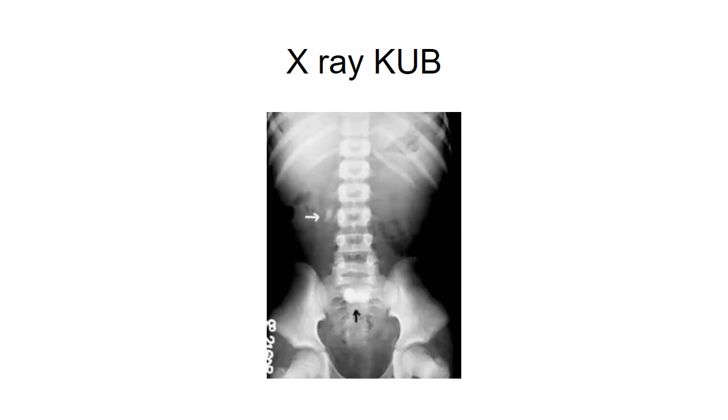This picture shows X-ray KUB, that is X-ray kidney ureter bladder. This is used to assess any causes of abdominal pain. It usually detects calculi. The picture shows a single stone on the right side at the level of the third lumbar vertebra and two stones overlying the sacrum.